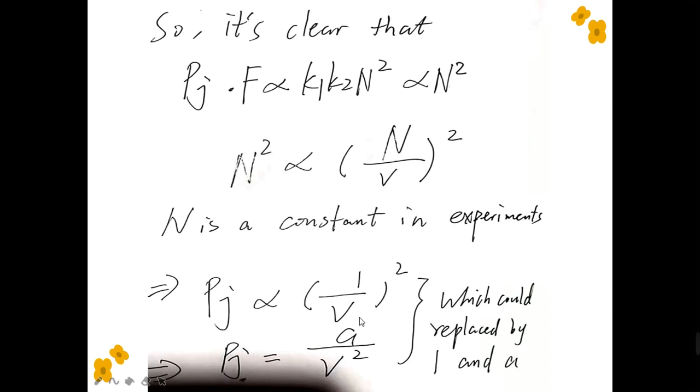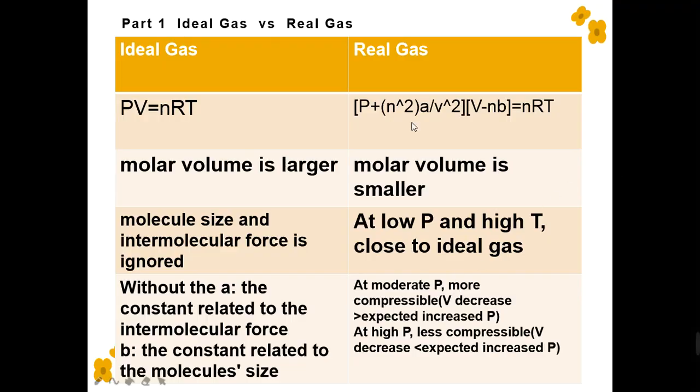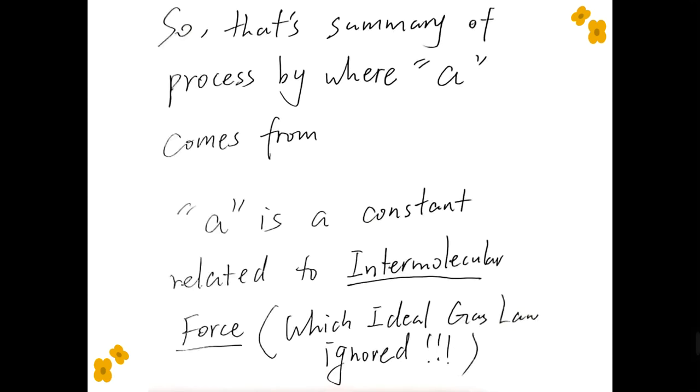This formula corresponds to what I said in the van der Waals equation. Because I used only one molecule in the diagram, n is equal to 1, so I don't write n squared here. You can see it also corresponds to the P ideal. So that's a summary of the process of where a comes from. a is a constant related to intermolecular force, which the ideal gas law ignored.